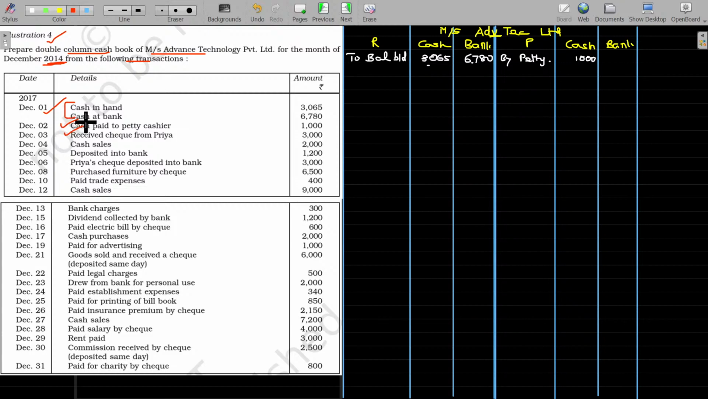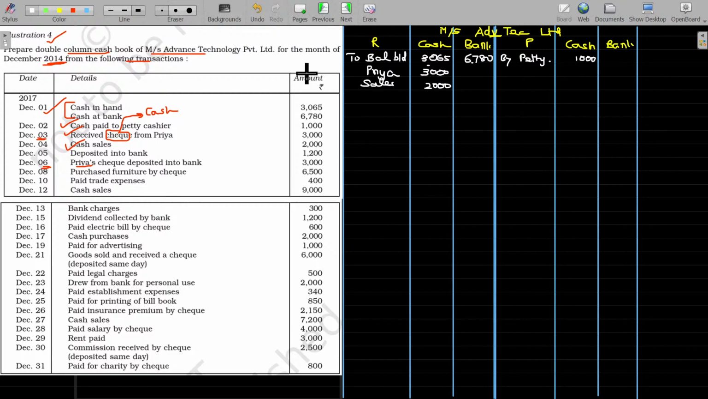Received check from Priya on 3rd December, and on 6th December the Priya check is deposited into the bank. On receipt of a check, it is treated the same as cash. So the amount received from Priya, though it may be in check, should be posted only in the cash column. Priya, the value being 3000 in the cash column. Then cash sales on the receipt side, sales value being 2000.